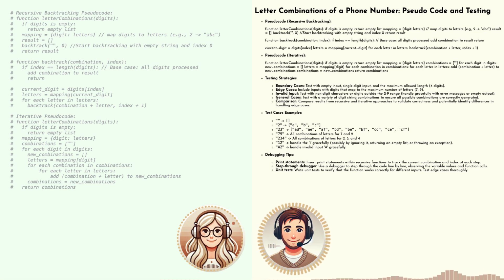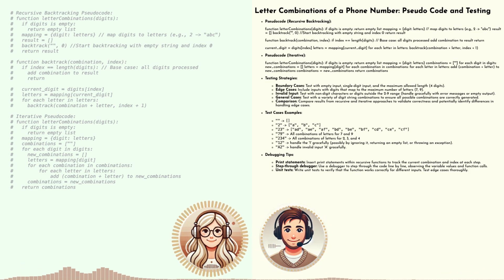For each combination in our list, A, B, and C, we add each of the letters corresponding to 3, D, E, F. So A becomes AD, AE, AF, B becomes BD, BE, BF, and so on. So we're iteratively building up the list of combinations. In the end, we'll have all 9 possible combinations. Exactly. It's a systematic process of appending letters based on the digits in the input.